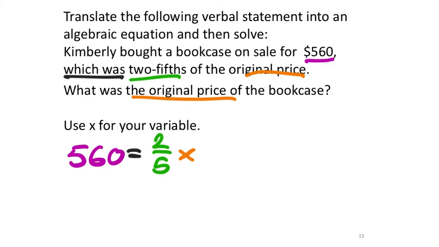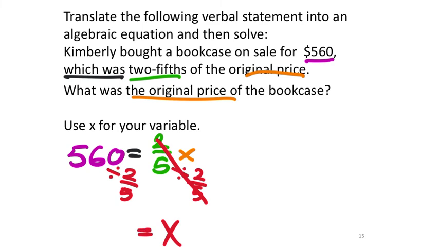So it's 560 equals 2/5 times x. Sorry, that 5 kind of looks like a 6, but it's a 5. So to solve this one, I'm just going to divide both sides by the coefficient. So I'll show it a different way, right? Divide by 2/5, because it doesn't matter. So there's divide by 2/5 as well. Okay, so that becomes the phantom 1. This is going to be x, which was the original price.